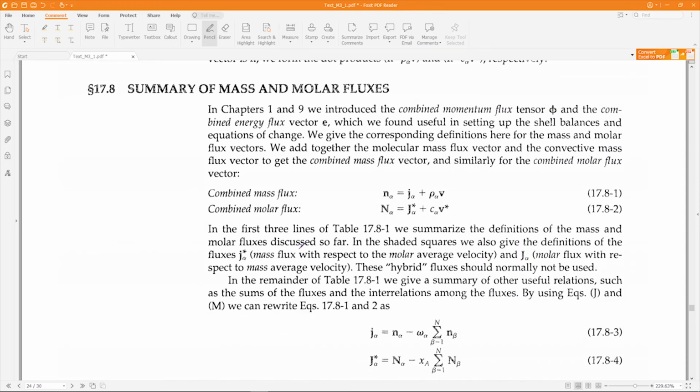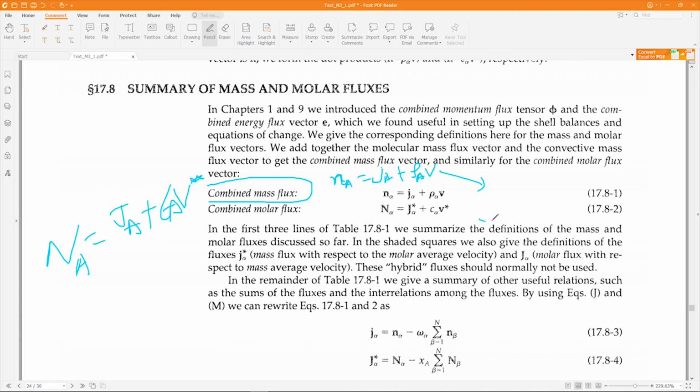Then total mass transport will be a sum of molecular transport plus the convective transport. Okay. So let's say combined flux in mass units. We denote it small n, for species A. So it will be molecular transport given by Fick's law and the convective transport that is given by rho A V. This V is your mass average velocity. And if you want to calculate the total molar flux in terms of molar units, then you have to write capital N. Let's say for species A, we have JA plus CA V star. Okay. That is how you write. So this is the total combined mass and molar fluxes.